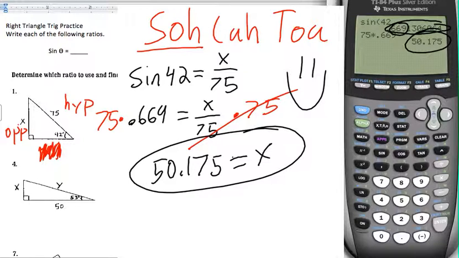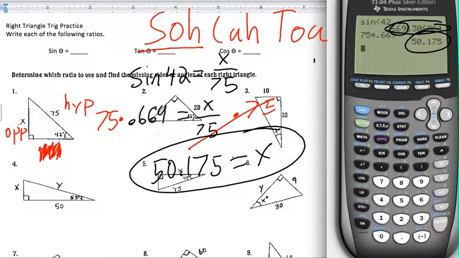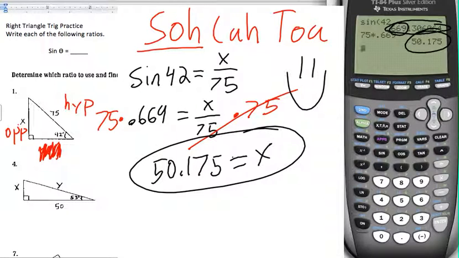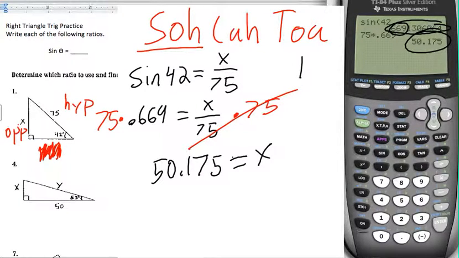Before we move on to the next question, I just want to show you one way to type all this in and get a more accurate answer. Oops. So let's back all this up.